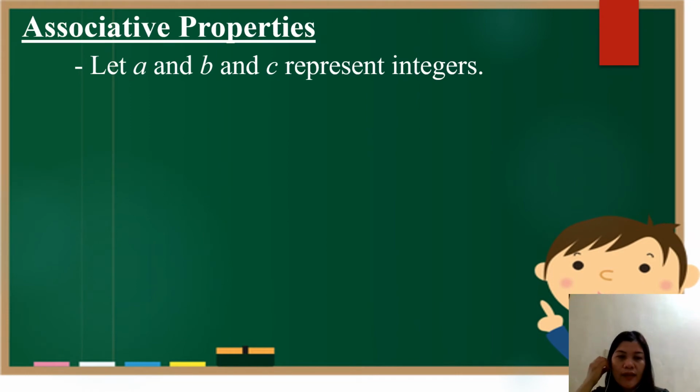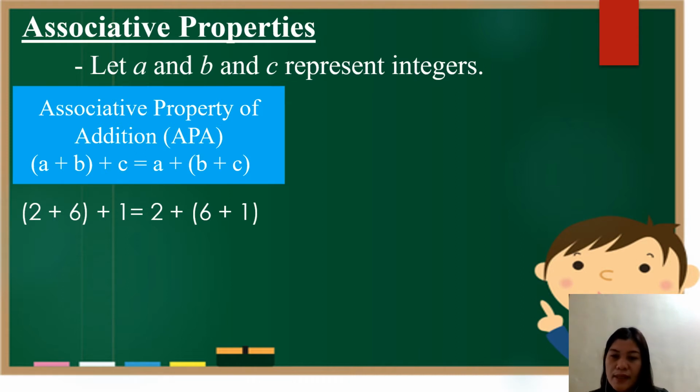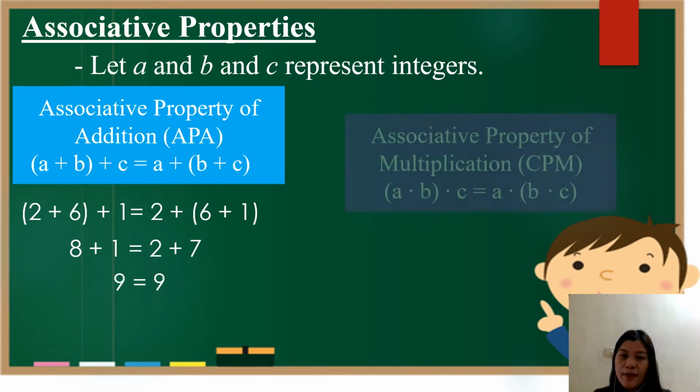Another one is the associative properties. Let A, B, and C represent integers. So associative property of addition. As you can see, we have our group, so it is being grouped by our parentheses. So let's say (A plus B) plus C equals A plus (B plus C). So you have there (2 plus 6) plus 1 equals 2 plus (6 plus 1). Then we have the same answer: 8 plus 1 equals 2 plus 7. So that is equal to 9.